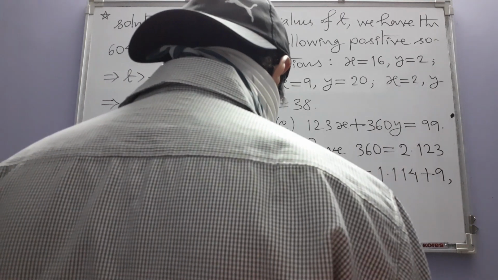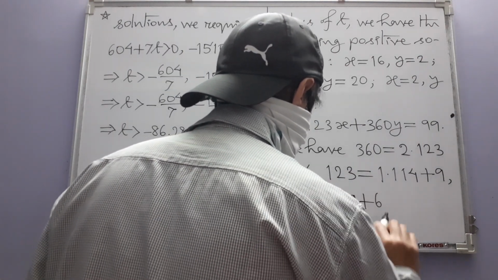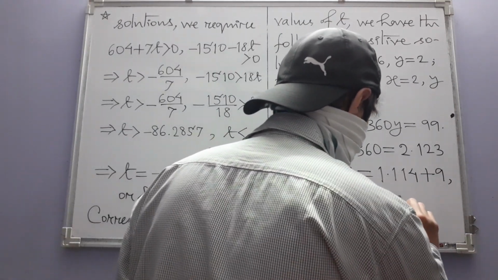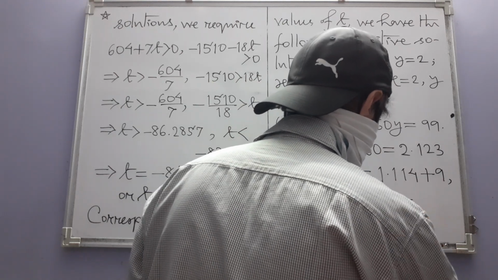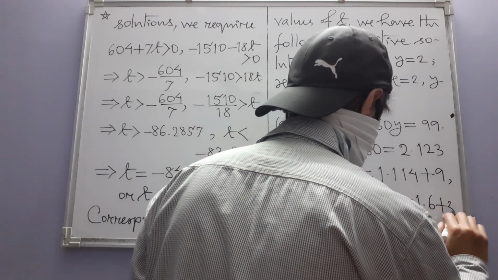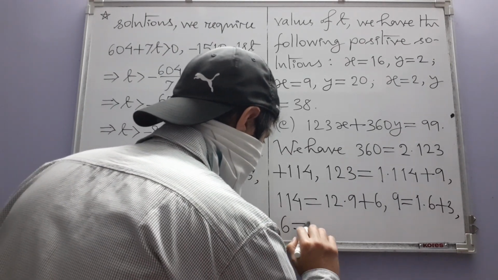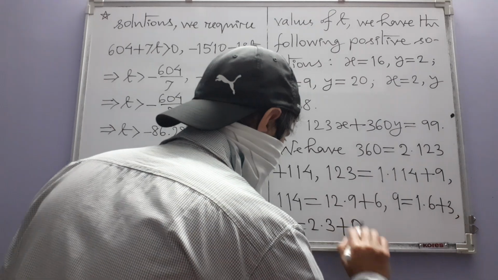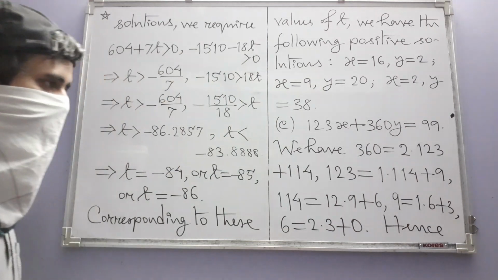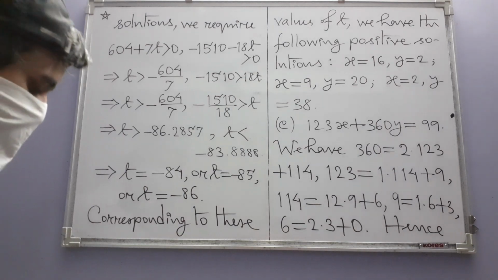Okay, so then we divide 114 by 9. So that gives us what? 12 times 9 plus 6. And then we divide. Now the numbers are very small. 9 by 6. So 1 times 6 plus 3. And in the very next division, the process stops because 6 is divisible by 3. Hence, our GCD here, like the previous one, is also 3.